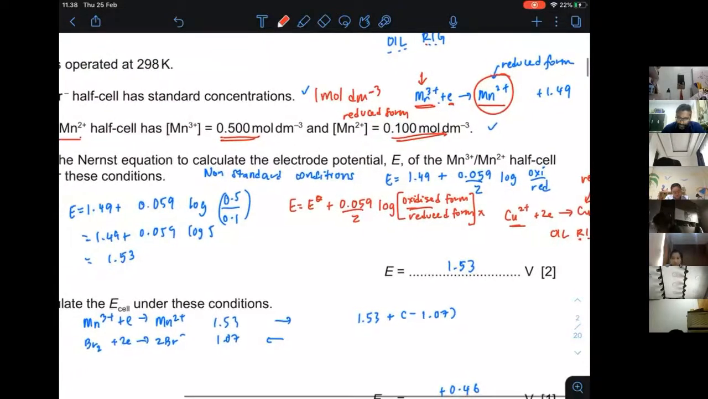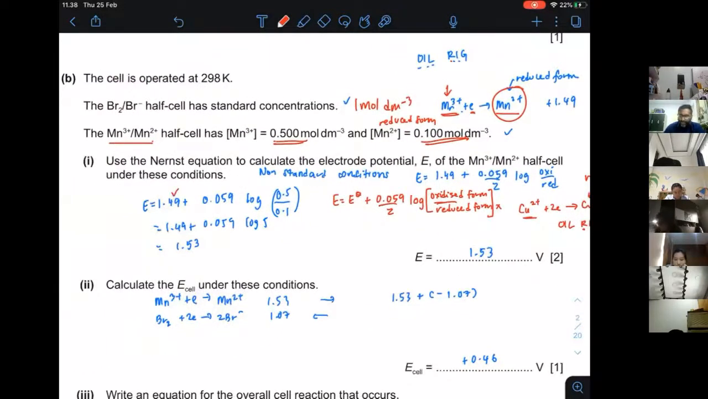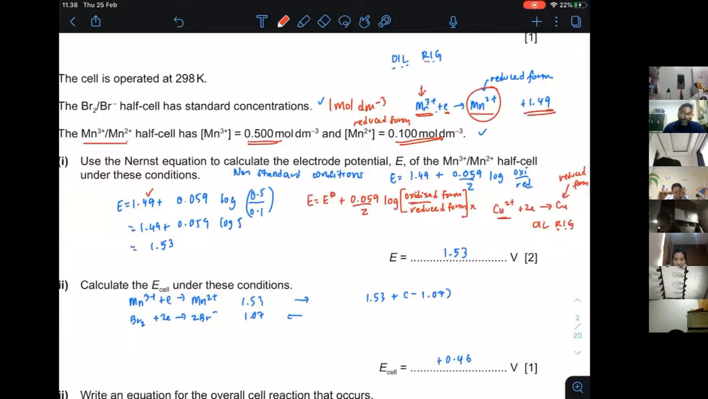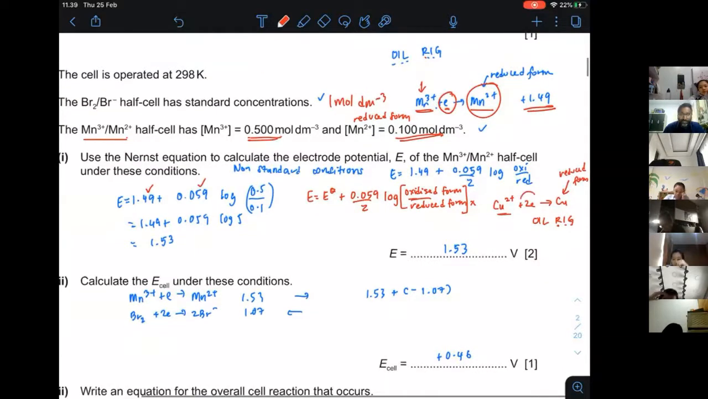So when I use the formula, 1.49, which I get from your data booklet under the standard condition, plus 0.059 divided by what? Here Z is going to be 1, but if you have copper, Z will become 2. Please be very careful on this. It's 0.059 divided by Z, and in this case divide by 1. So log what? Log oxidized divided by reduced.